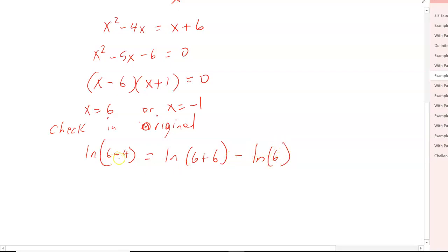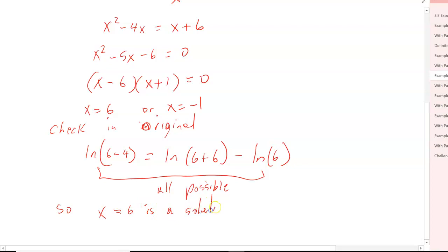Notice these are all possible. We could work it all the way down to get ln of 2 equal to ln of 12 over 6, which is ln of 2. So these are all possible. So x equals 6 is a solution. Now, what about x equals negative 1? So check x equals negative 1.